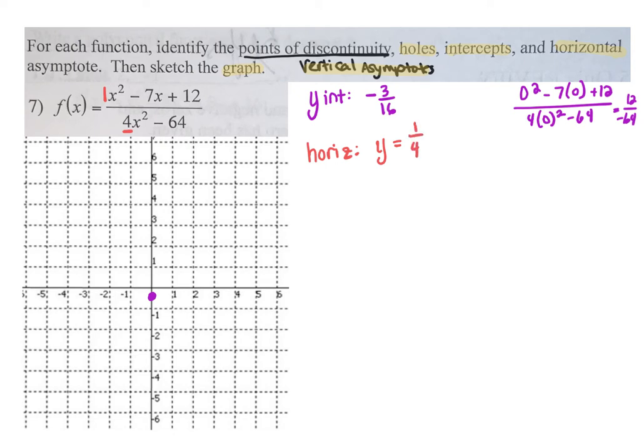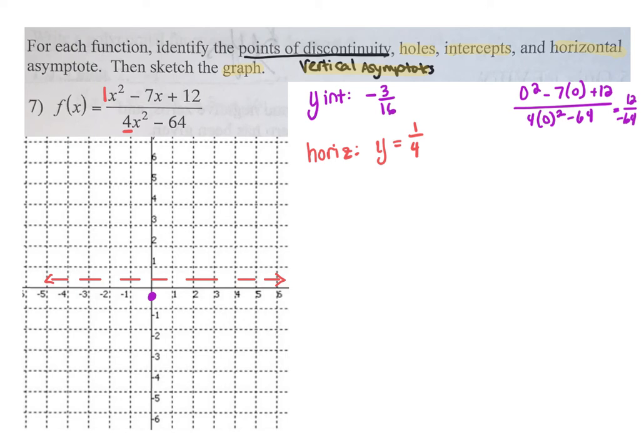These are your shortcuts. Remember, if your numerator is bigger, you don't have one. If your denominator is bigger, it's 0. If they are the same, use your coefficients. So then I have this horizontal asymptote at 1/4. And so I'm going to go to 1/4 on my graph, and I'm going to graph a horizontal asymptote. And remember, it is a dashed line because it is not actually part of the graph. It just shows you where your graph moves towards.